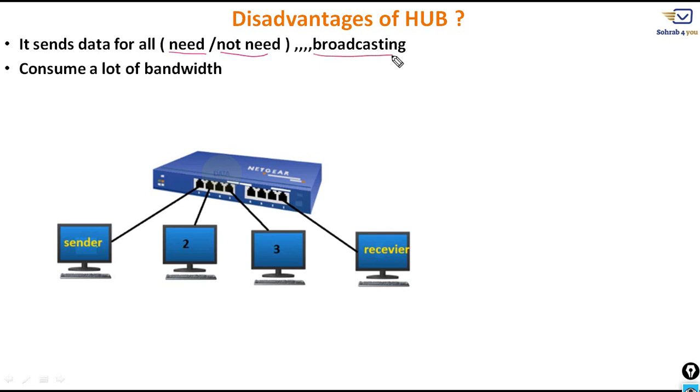This is the disadvantage. Suppose the sender wants to send the data to the receiver, but when it comes, the data is coming to here. So what does HAP do? HAP sends for everyone. When it sends to everyone, it's going to consume a lot of bandwidth. So this is the disadvantage of HAP. Simple: it sends the data to all and it consumes a lot of bandwidth.